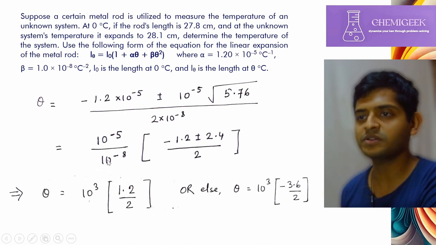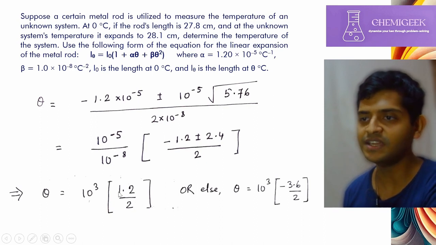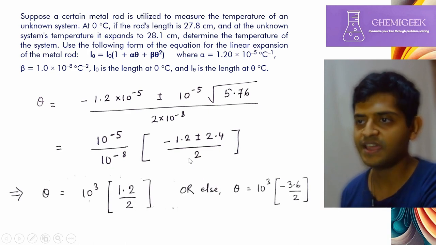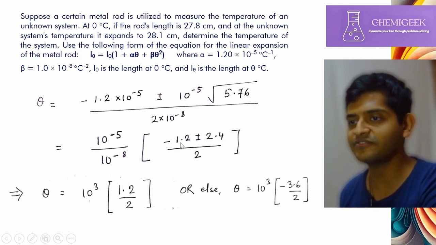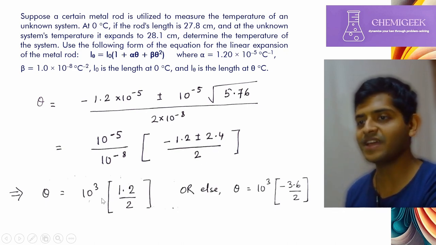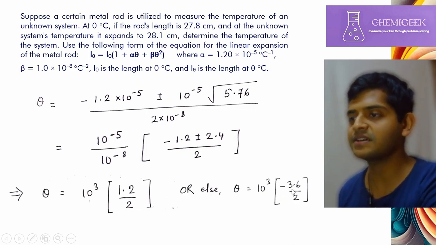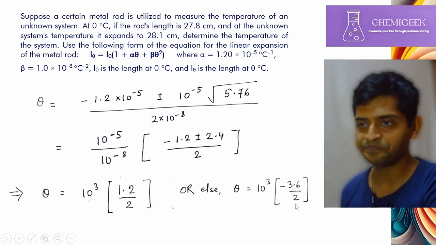This gives 1 by 10 to the power minus 3, which means nothing but 10 to the power 3. And this is 1.2 divided by 2. Why 1.2 divided by 2? If we take the plus, we get this value, and if we take the minus, we get minus 3.6. That is why I have written 'or else'. So there are two options. If we take the plus symbol, we get 1.2 divided by 2. And if we take the minus symbol, then we get minus 3.6 divided by 2.